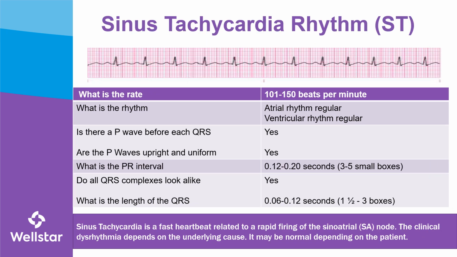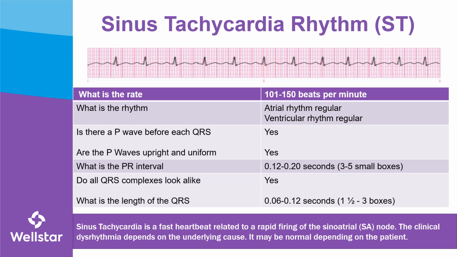Moving on to sinus tachycardia, again, sinus in nature, it's coming from the atria. There are P waves. The rate is fast, and it's a sinus rhythm, but because it's greater than 100 beats per minute, so it's 101 to 150, we are looking at a sinus tachycardia here. It's regular in nature, both atrially and ventricularly.